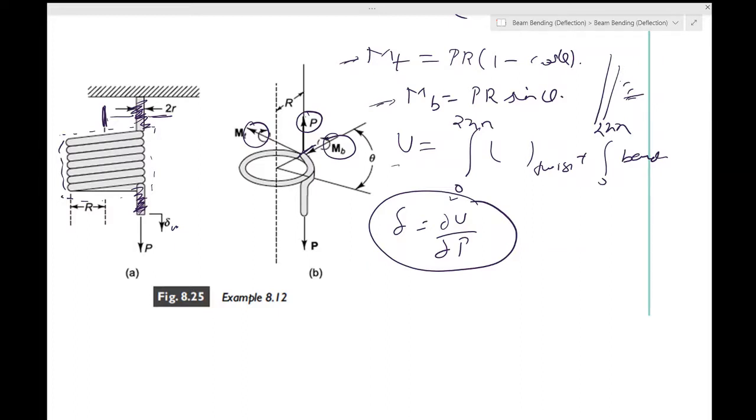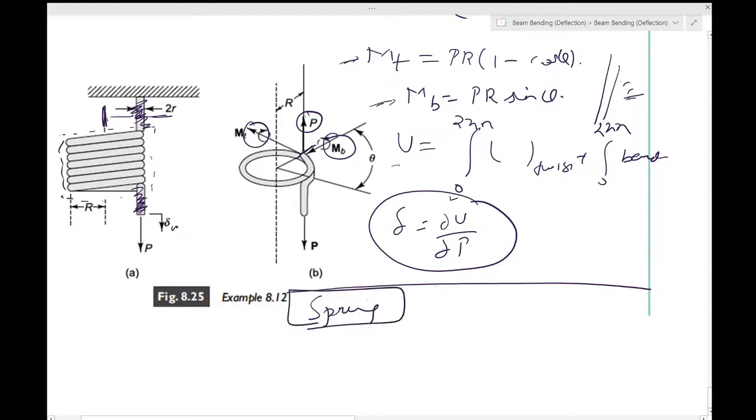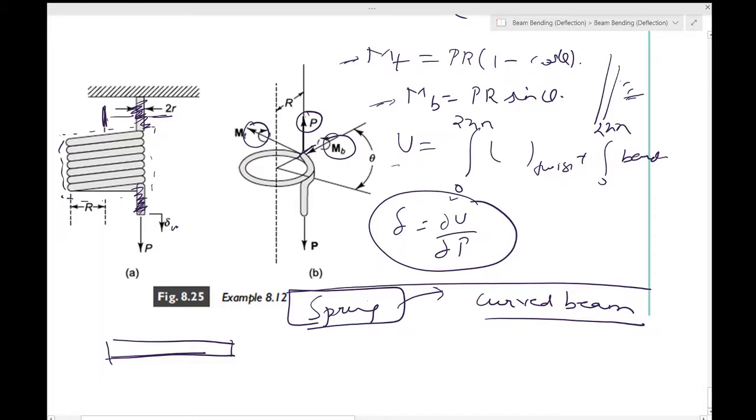So this is one example where Castigliano's theorem has been used to find the deflection of a beam. Just to help you, if you ever see a spring just like this, a spring forms something called a curved beam. It is a slightly advanced topic. If you have a usual beam, it's a straight beam. It can be of any shape. It can be rectangular, I shaped, H shaped, but it is originally straight, in the sense the neutral axis is straight. So this is called a straight beam.